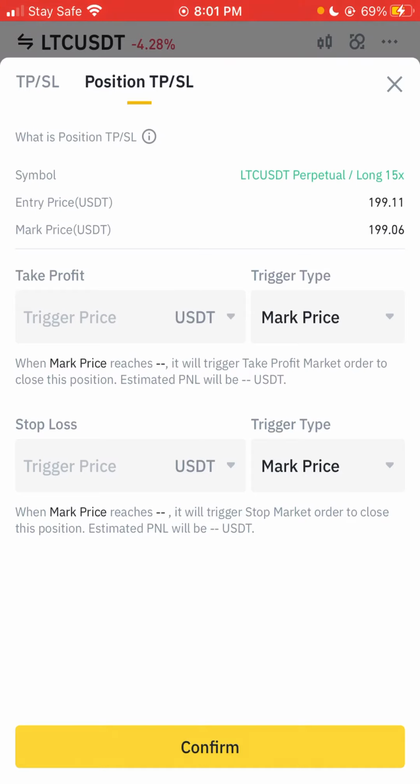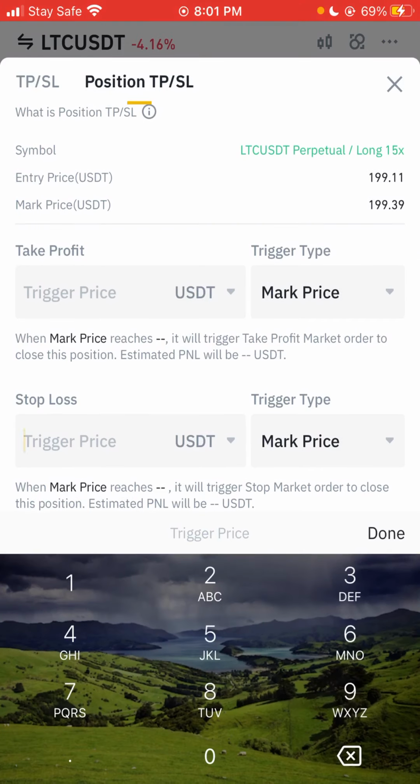They said, what is position TP/SL? You don't need that. They now said symbol LTC USDT perpetual/long 15x, my leverage. Remember, your leverage shouldn't be more than 5x, please. I'm using 15x. So entry price is 199.1. So that is the amount I bought that coin. That was the amount I long it. Market price, the present price of this coin is 199.36.